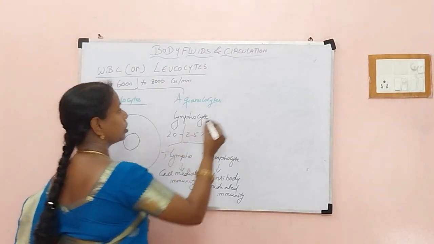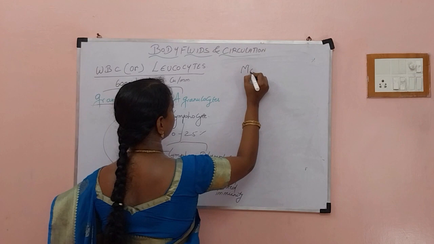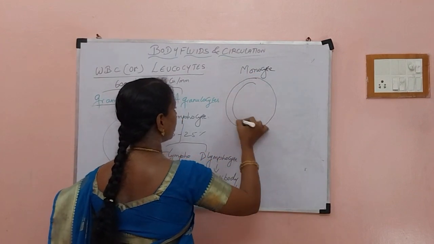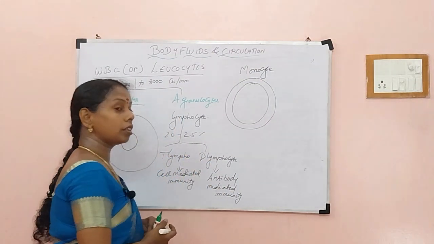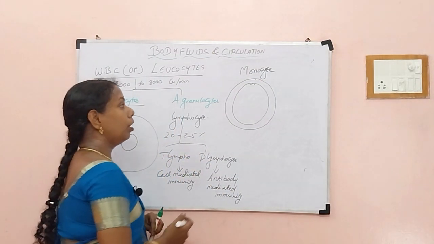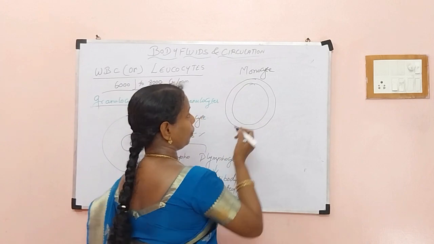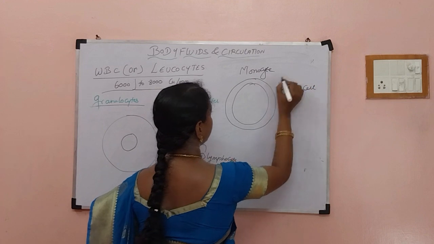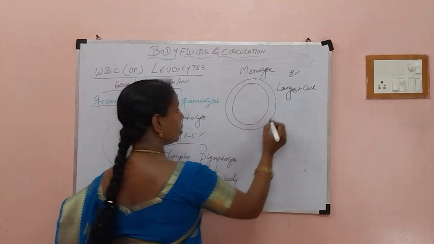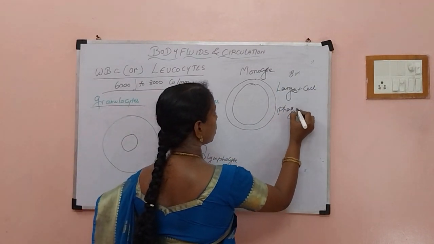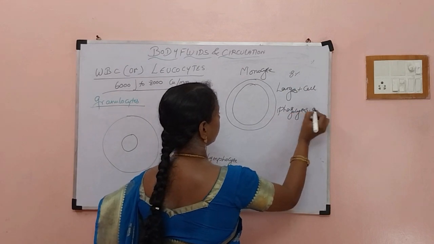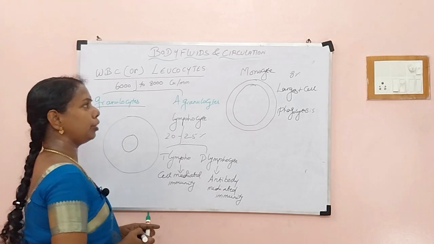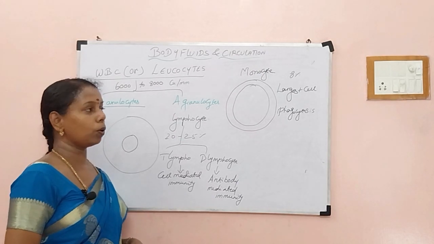And the next one is monocyte. It has the largest nucleus, and they may ask about the largest cell of WBC. It is the largest cell with a nucleus, 8 percent, and it is also involved in phagocytosis. So this is regarding the WBC, and you know it is formed in the bone marrow only, children.